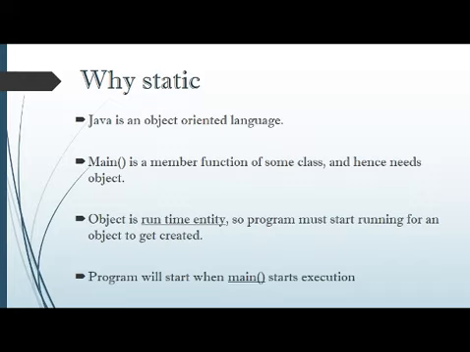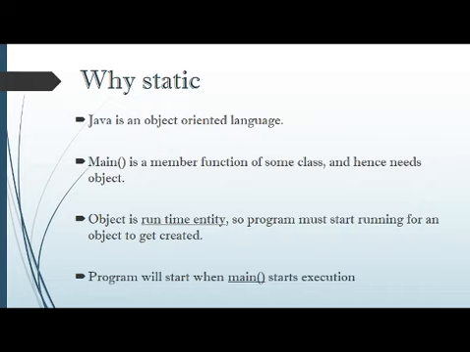we want to have an object which will call the main function. But as an object is a runtime entity, it can only get created when the program starts execution, and the program will start execution when main starts running. So it's a circular deadlock in which nothing is happening. Our main is not running because it is a class function and requires an object to call, and our object is not getting created because the program has not yet started running. An object is a runtime entity. And that's why, to break this deadlock situation, we have a static keyword.